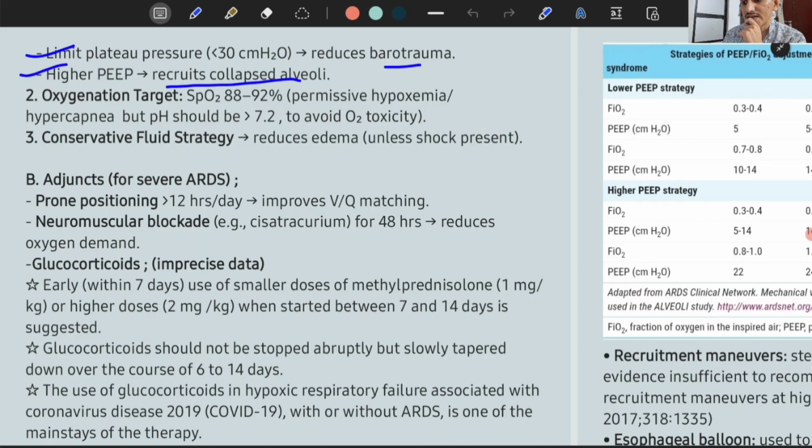Okay, that's one thing. Second is oxygen target. What should be the target? That should be 88 to 92%. That is nothing but permissive hypoxia or hypercapnia, but the pH should be more than 7.2. This is to avoid oxygen toxicity.